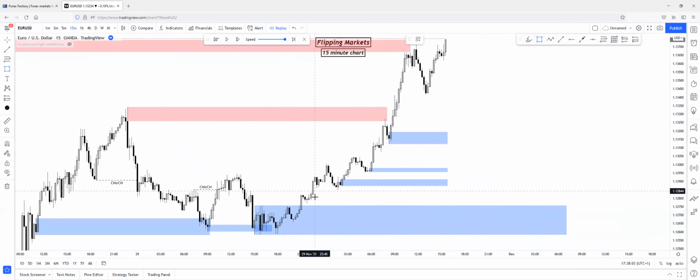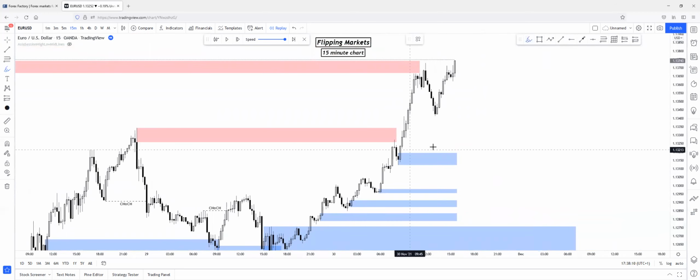And maybe this one too. So we have 4 demand zones, 4 15-minute demand zones. Okay, but we will focus on this one. This could be our later target point for the shorts.